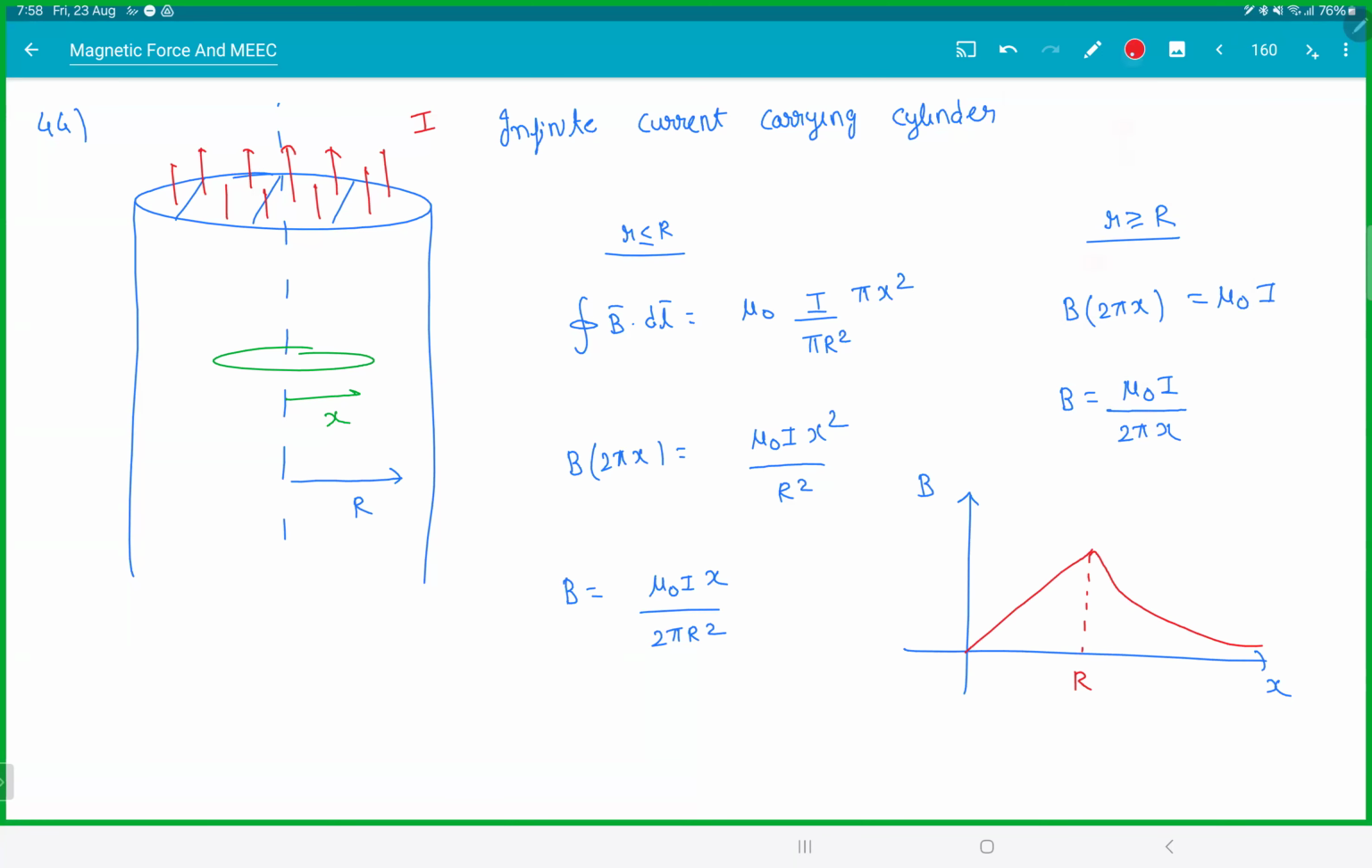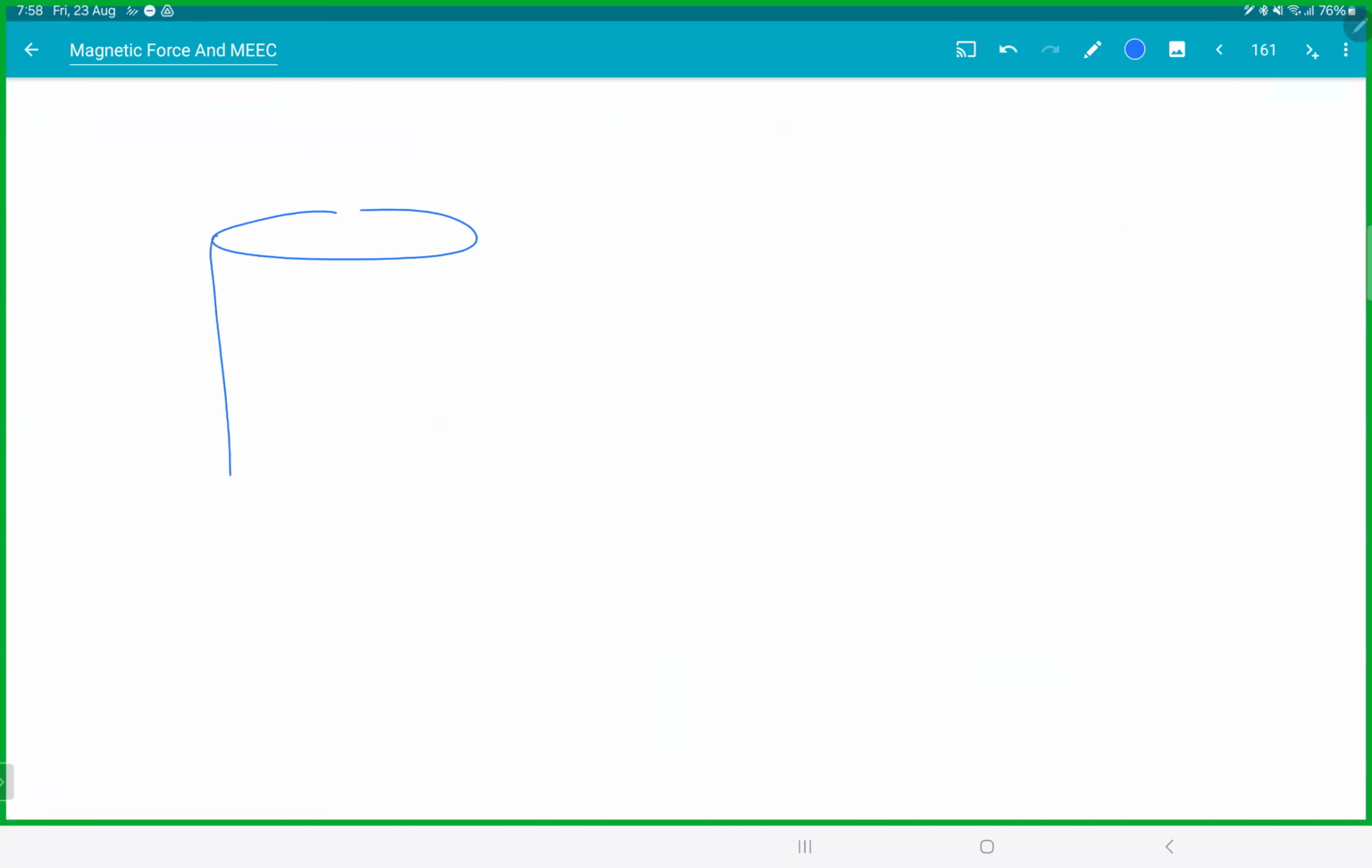This I'll show in the next class, but tell me, what if I ask you this question: we have a cylinder here, and the current is flowing with J equal to J naught x power 1. It is increasing linearly, meaning at the center the current is 0, and as you go out, current is increasing. Can someone tell me how the field will be?